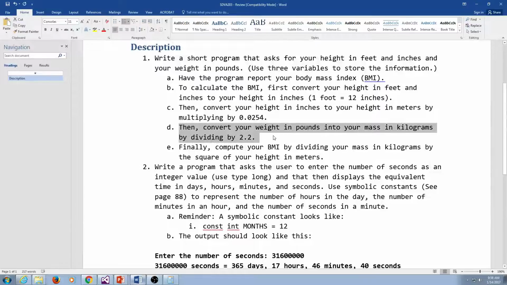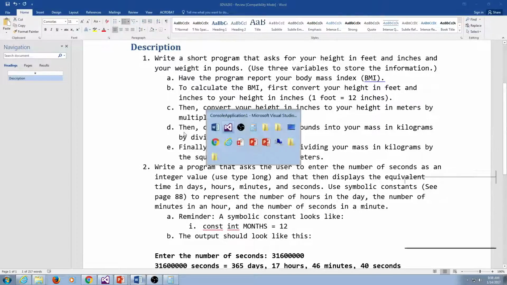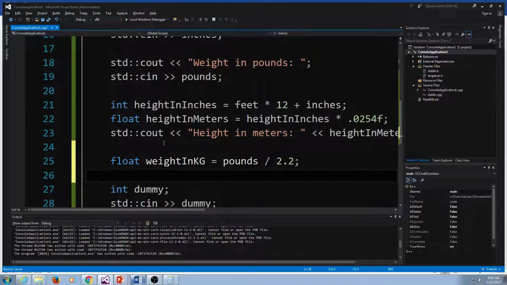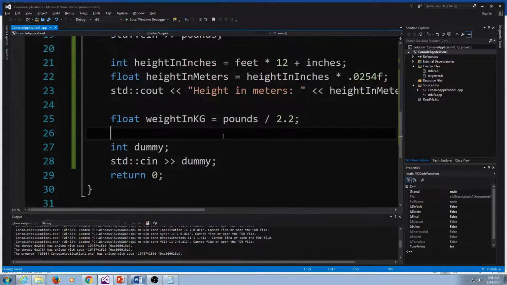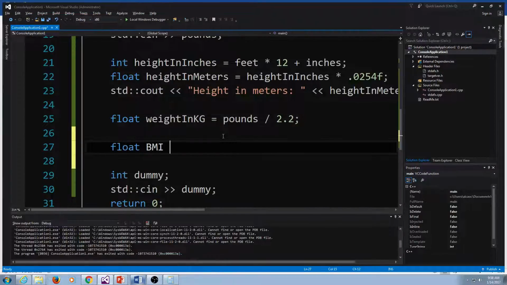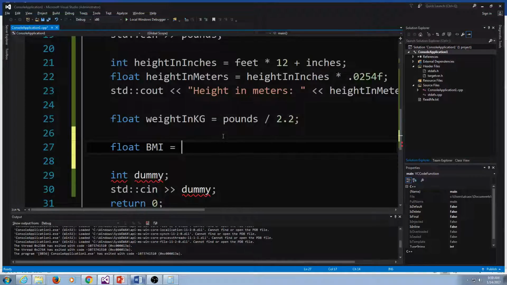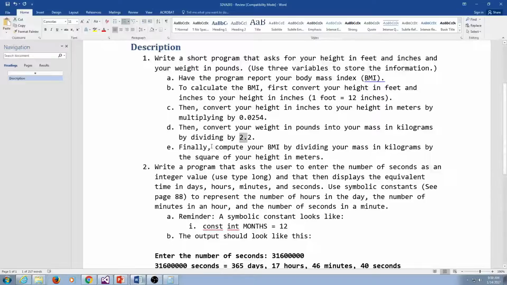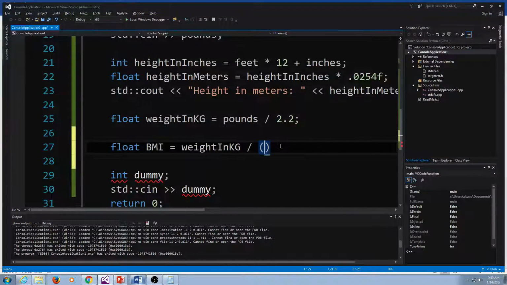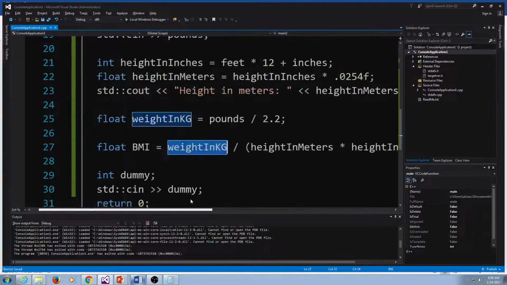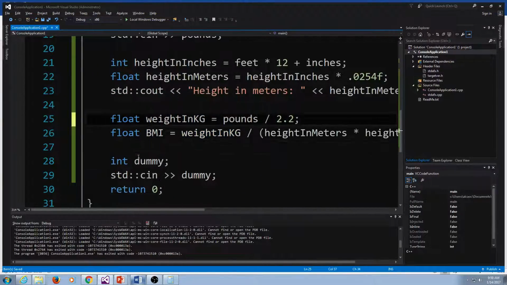And now I have to convert my weight in pounds to my weight in kilograms by dividing by 2.2. So I can make another floating point: pounds divided by 2.2. And then the final result, which is a BMI, is equal to your weight divided by your height squared. It says square of your height in meters. Okay. And then we can output that to the screen.